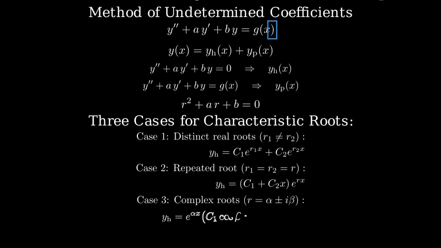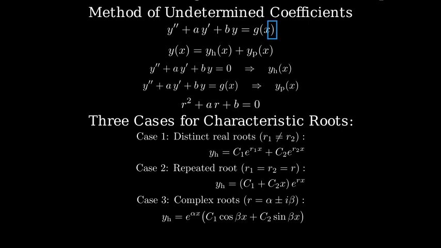Case 3, if we have complex roots alpha plus or minus i times beta, then the homogeneous solution is y_h equals e to the power of alpha x times the quantity c1 times cosine of beta x plus c2 times sine of beta x. Here, c1 and c2 are arbitrary constants that we determine from initial conditions.